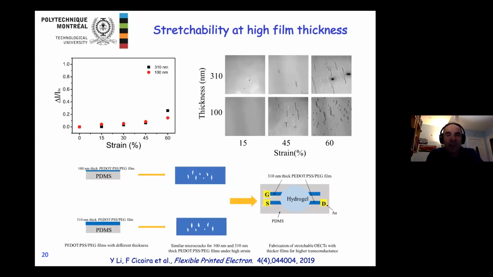And this allowed us to make, again, very stretchable devices. Again, the key is the formation of cracks. What is very interesting in the case of mixing with polyethylene glycol is that even if we keep a very high film thickness, which is actually an advantage to achieve good performance, we don't observe cracks in the film. You can see here that almost up to 45% strain in this case, the films are crack-free. This is thanks to the presence of polyethylene glycol. So even in this case, we could make stretchable devices by using hydrogel electrolytes.